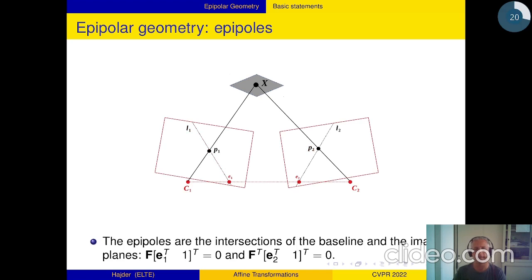And here is another basic statement: the epipoles E1 and E2 can be given as the kernel, also called the null vector, of the fundamental matrix or the transpose of the fundamental matrix, and these coordinates E1 and E2 are given in homogeneous coordinates. So the homogeneous division should be carried out after this kernel estimation.